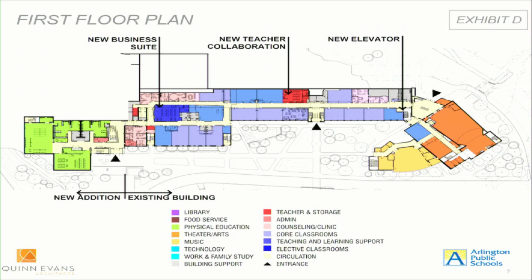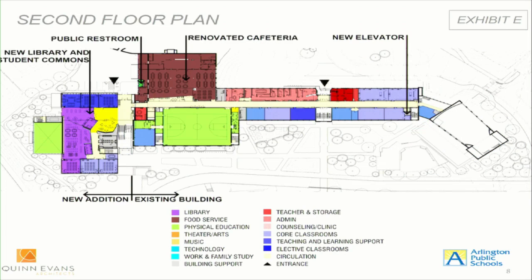There is an entrance component that sort of connects the addition to the existing building. Also on this level, you'll notice on the far right-hand of the screen, we're proposing a new elevator in the building, which was a large ask during the BLPC process to help accessibility of the school. Continuing to the next level in the addition, this is the new library space and some support classrooms surrounding it.